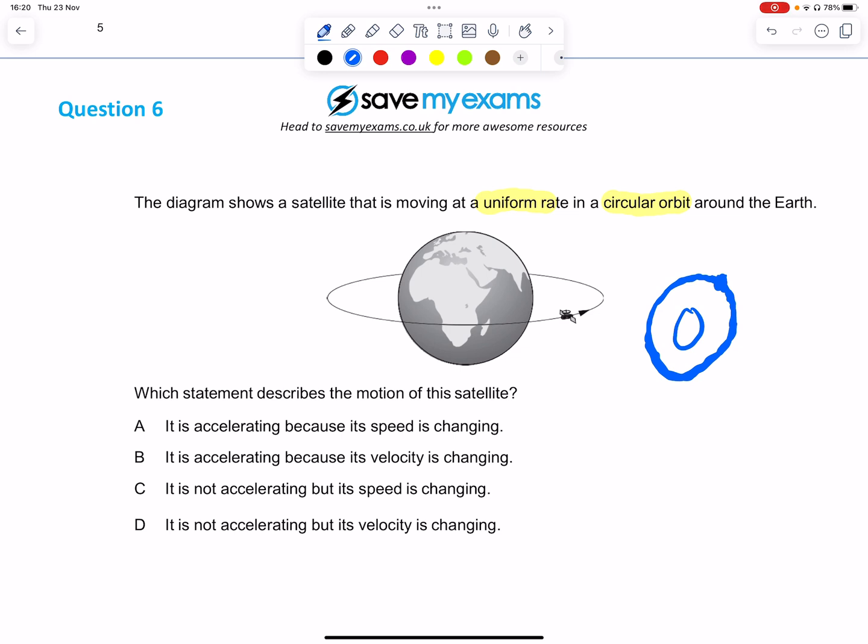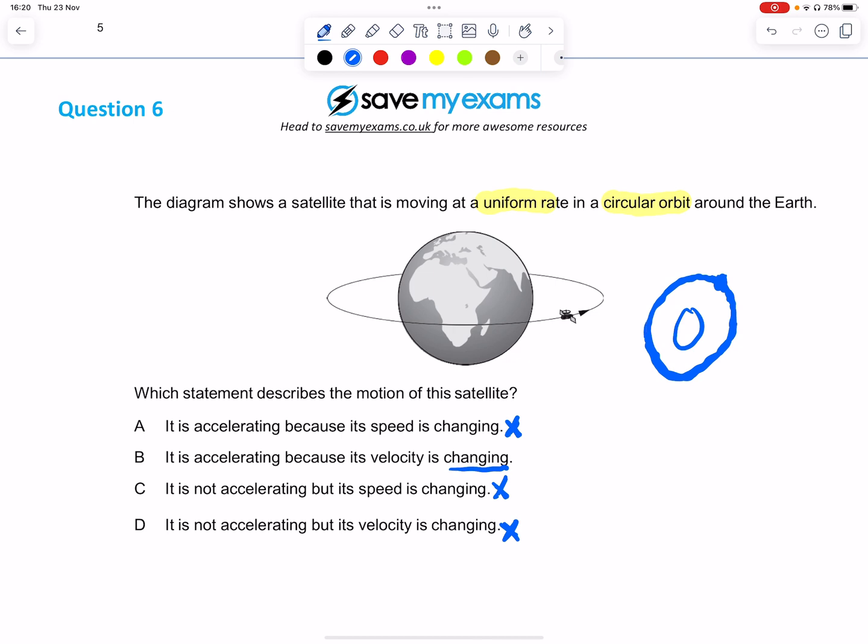You can automatically remove option A because it states that the speed is changing. You can remove option C because we know it is accelerating, and the same goes for option D. We choose option B because while the object is traveling with constant speed, its direction is changing.